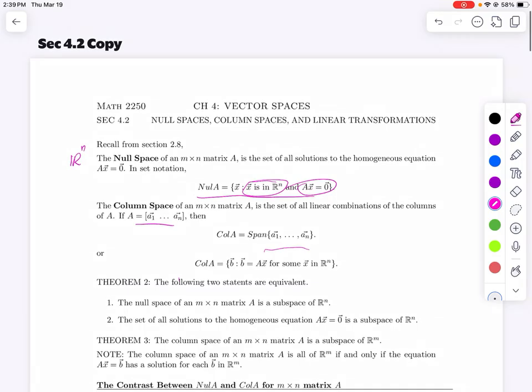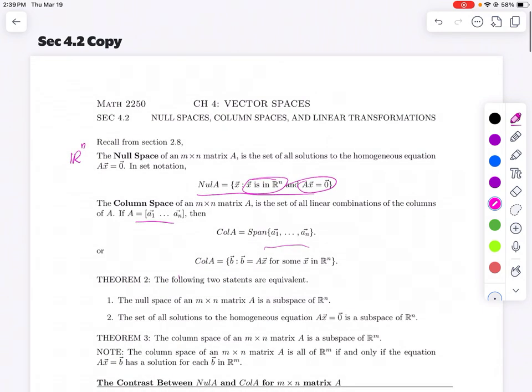Now theorem 3 says the column space of an M by N matrix A is a subspace of Rm. Note that the column space of an M by N matrix A will be all of Rm if and only if the equation Ax = b has a solution for each b in Rm.